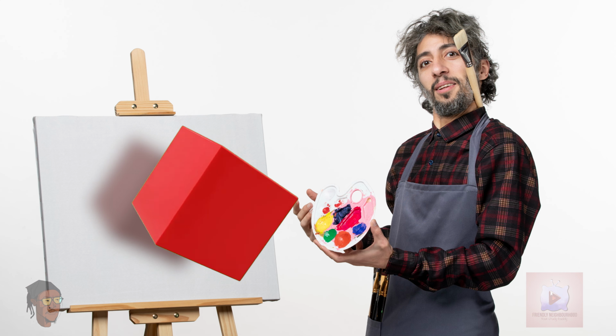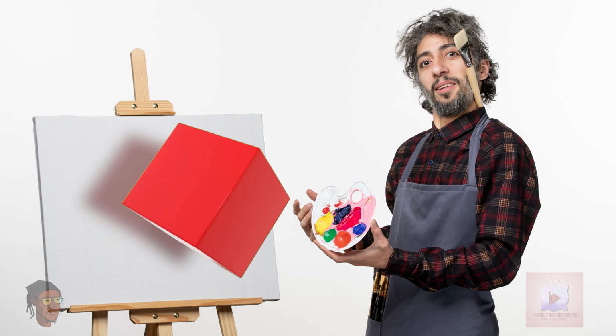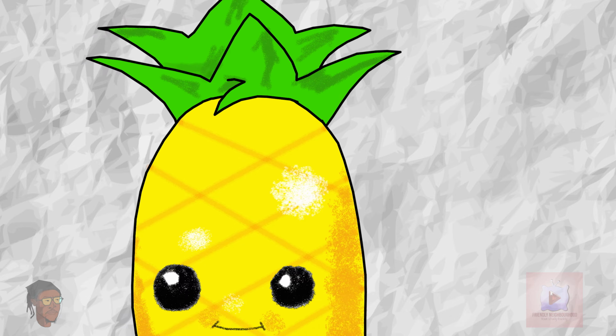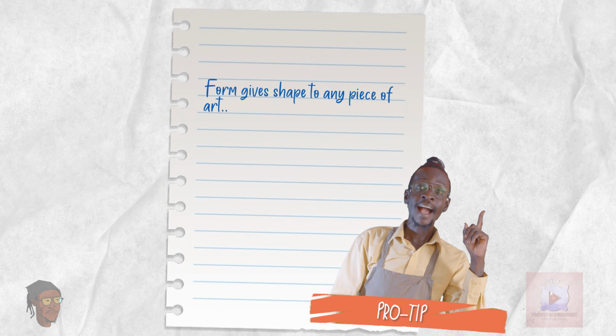Form. As an artist, you have the task of creating illusions of height, depth, and width. Form is the detail within the boundaries of a shape that gives it volume and solidity. Form gives shape to any piece of art. Form is turning a basic shape into a shape that has depth and perspective.